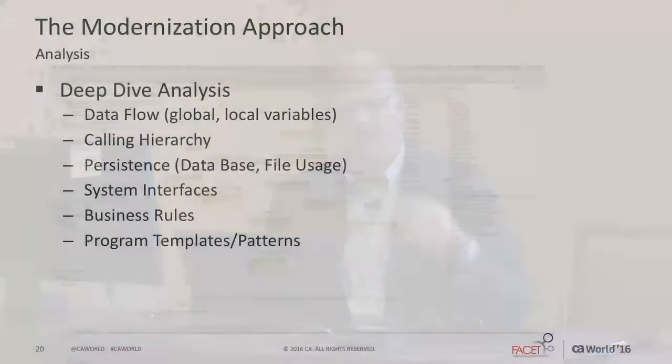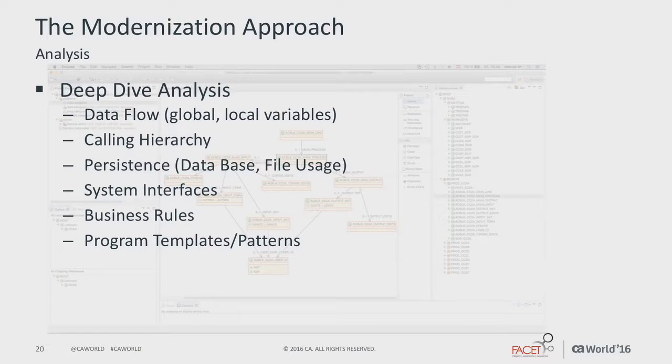We can then look at structuring this down into presentation, business, and persistent layers, and start breaking down what it would look like in a CA GEN perspective. You can do some deep dive. You can start looking at the flows. You can understand the calling hierarchies. You can understand the persistence and the interfaces and the patterns around that as well.